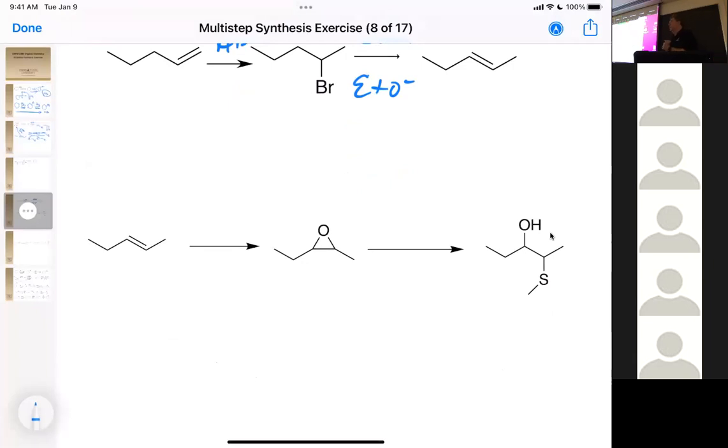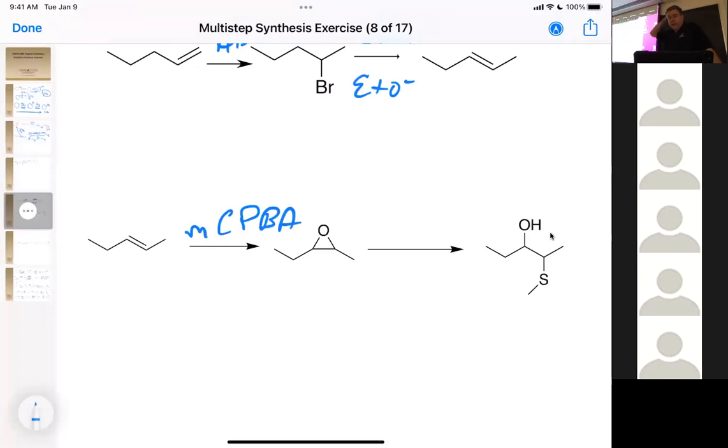Ooh, there's lots of changes in this one. So it's the first one. We're going from an alkene to an epoxide. We have a way to do that directly. MCPBA, little m, CPBA, metachloroperbenzoic acid.